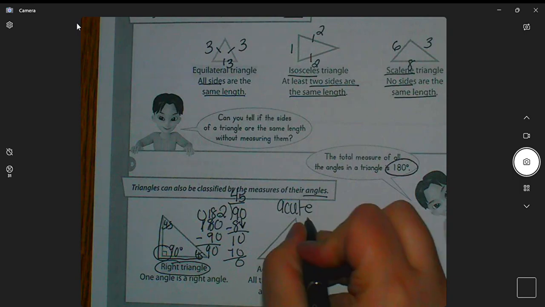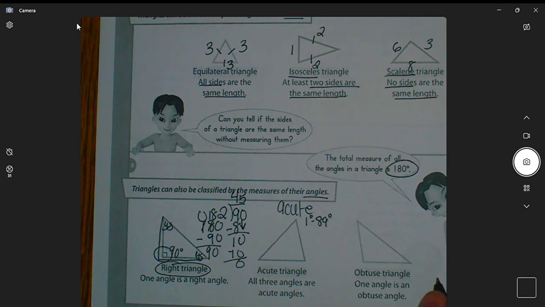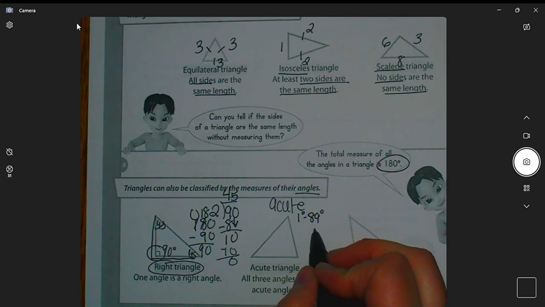Now, an acute triangle means that all my angles measure somewhere between 1 degree and 89 degrees. They can all measure the same, or they can all measure different measurements, but they all are between 1 and 89, and it all adds up to 180.